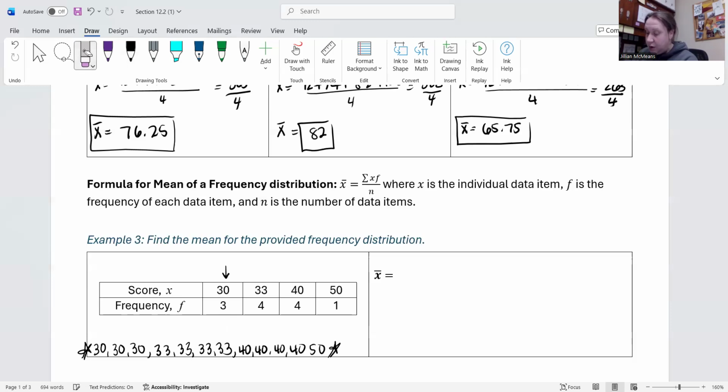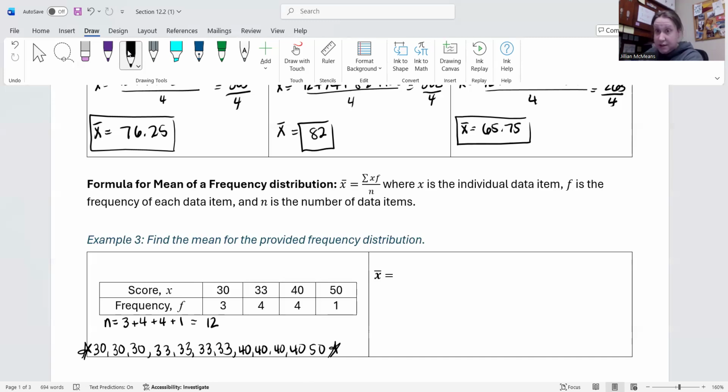Now, how do we get the total number of data items? All we have to do is add up the frequency. Now remember, we use a lowercase n to represent the number of data items. Our first data item had a frequency of 3. Our second data item had a frequency of 4. The third data item had a frequency of 4. The fourth data item only showed up once, so its frequency was just 1. And if we add up all of the frequencies, that tells us how many individual data items we had in our set. So 3 plus 4 is 7. 7 plus 4 is 11. 11 plus 1 is 12. So we had 12 data items, okay?